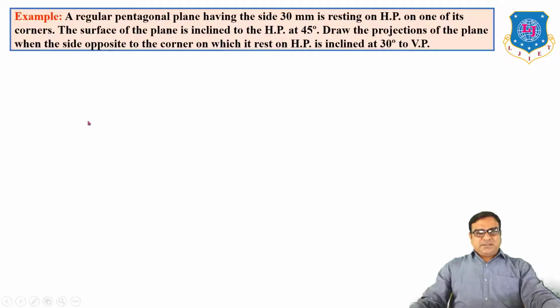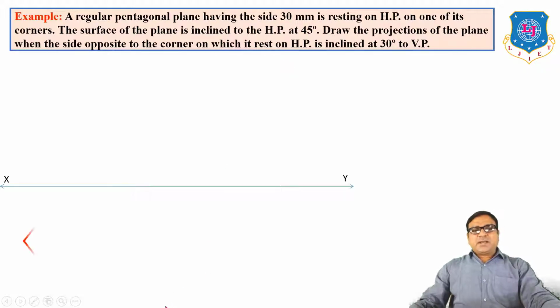First example regarding projection of pentagonal plane, in which a regular pentagon plane having the side 30 mm is resting on HP on one of its corners. The surface of the plane is inclined to HP at 45 degrees. Draw the projections of the plane when the side opposite to the corner on which it rests on HP is inclined 30 degrees to VP.